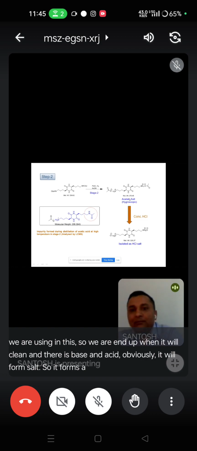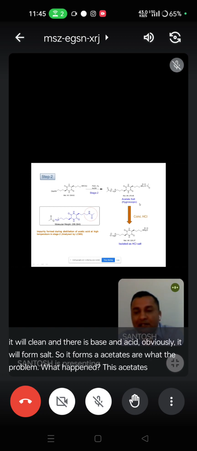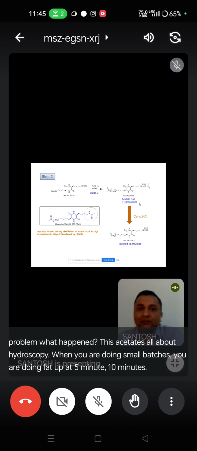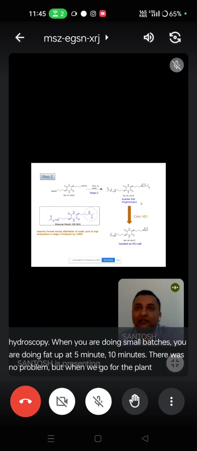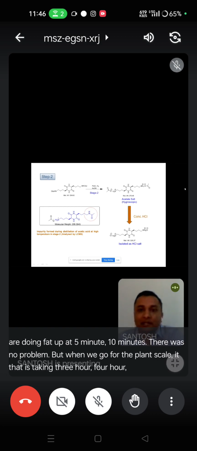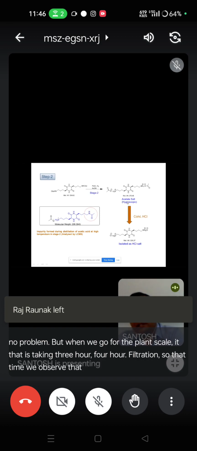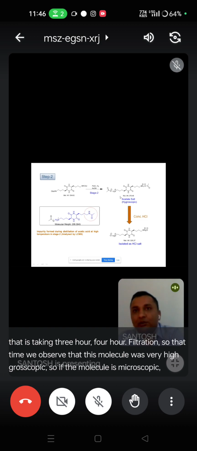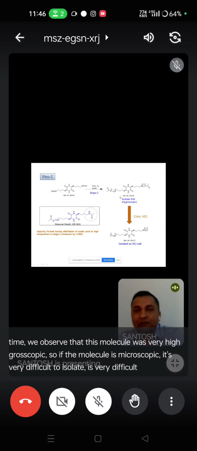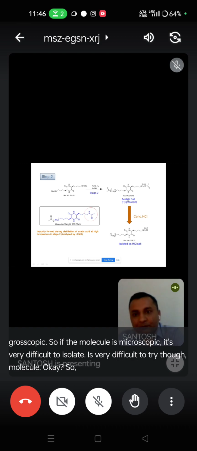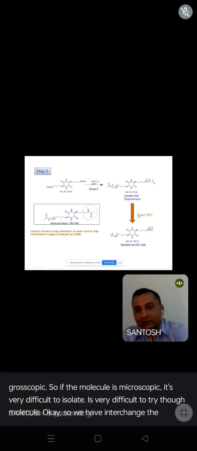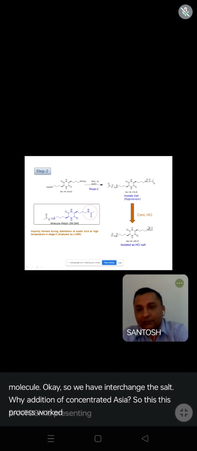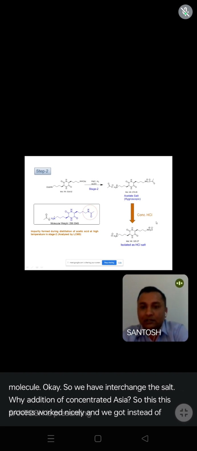But the problem that happened was that this acetate salt was hygroscopic. When you are doing small batches, a quick 5-minute or 10-minute reaction, there was no problem. But when we went to plant scale, filtration was taking 3 to 4 hours, and that time we observed that this molecule was very hygroscopic. If the molecule is hygroscopic, it's very difficult to isolate and very difficult to dry. So we interchanged the salt by addition of concentrated HCl. This process worked nicely, and instead of the acetate salt, we got the chloride salt.